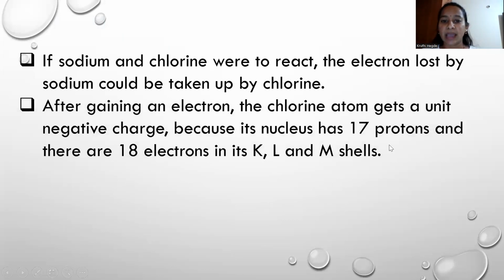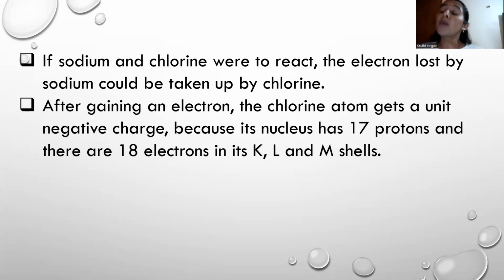After gaining an electron, the chlorine atom gets a unit negative charge because its nucleus has 17 protons and 18 electrons in its K, L, M shells. About this discussion we have done in 9th standard. Whenever an element gains an electron, its number of electrons increases, which was previously equal to the number of protons. Protons are positively charged, electrons are negatively charged.